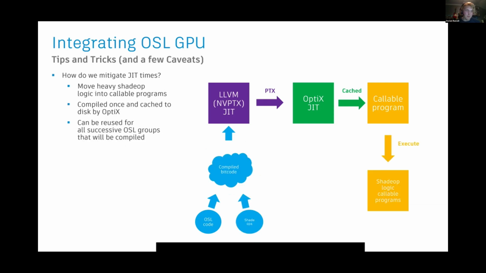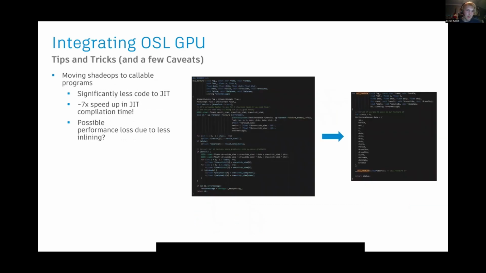But the best thing that we found worked was to take advantage of some of OptiX's features, the callable programs, and move some of the logic there. These callable programs generated by OptiX are cached to disk once they're compiled by OptiX, and then you don't need to recompile them later. You can just call them straight away. So what we do is we move the logic from OSL's shade ops into these callable programs, and then just call them from the shade ops. This reduces the amount of code that's actually JIT compiled by OSL significantly.